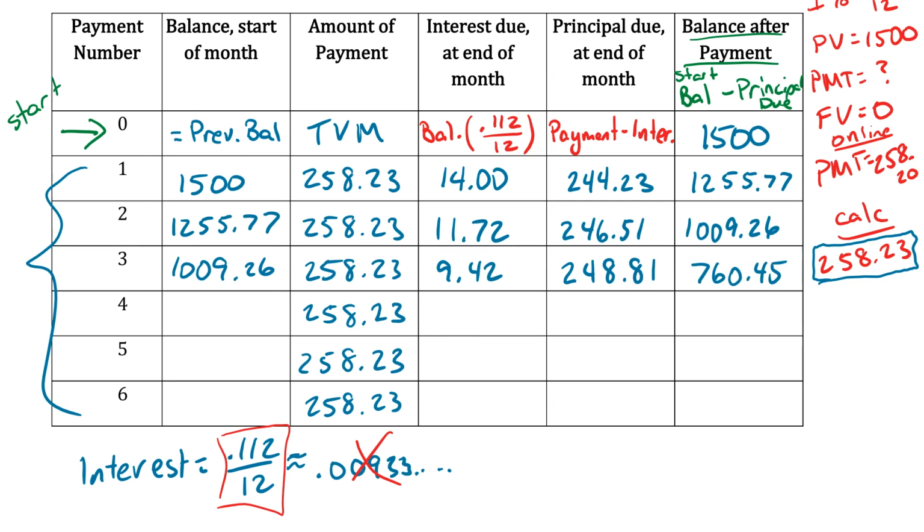All right, next one. Balance at the start, same as the balance at the end. For our interest, we take that number times the 0.112 over 12. Put that in your calculator, and you should get 710. Subtract the 710 from the 258, and that's going to get you 251.13. And lastly, we're going to take the balance at the start minus that principal due. We're going to get 509.32.